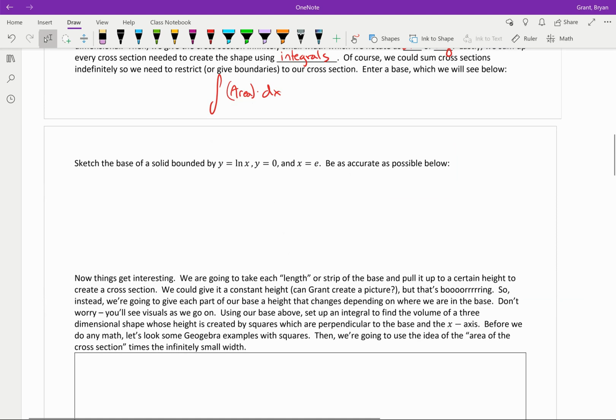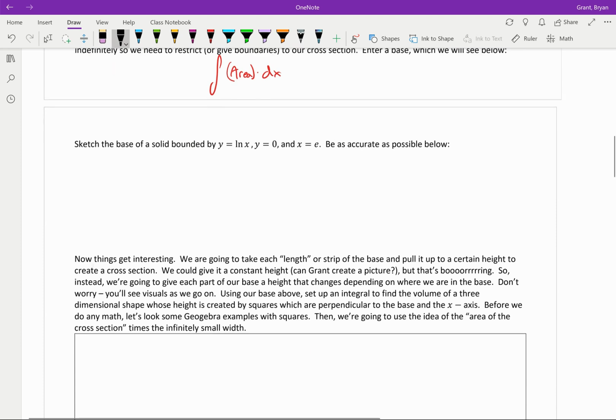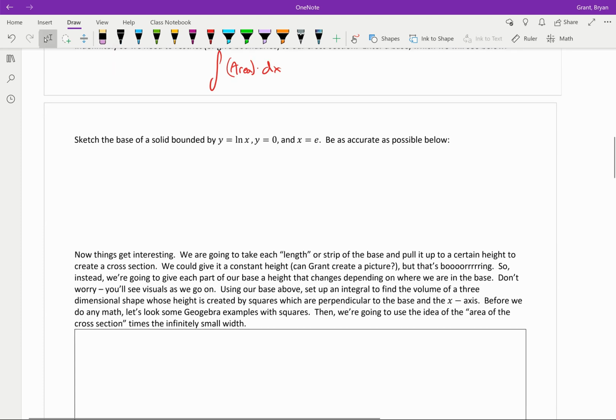First step, we're going to sketch the base of a solid, not the cross section, just the base of a solid that's bounded by these three lines, or they're not lines, curves or graphs. So pause the video, graph these as best as you can, then unpause it, and I will go ahead and show you how to do it.